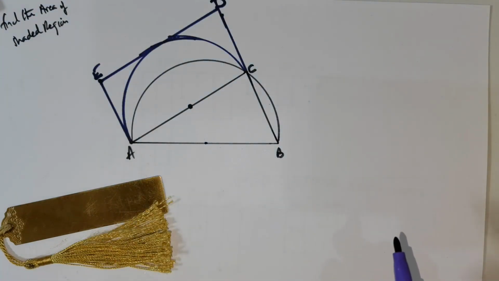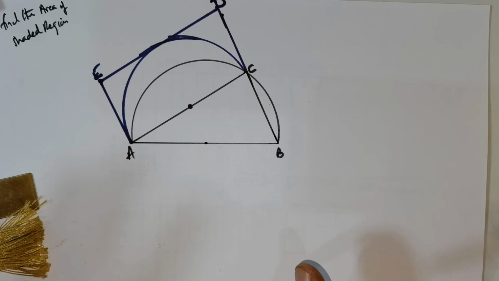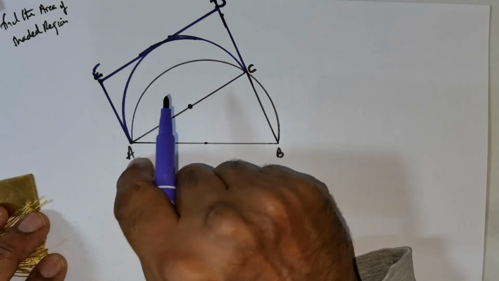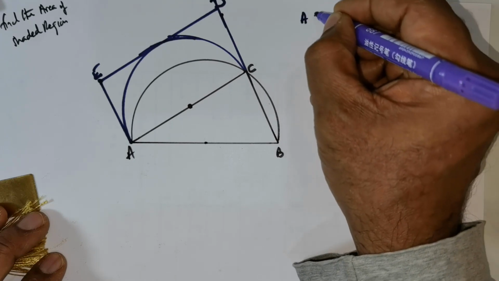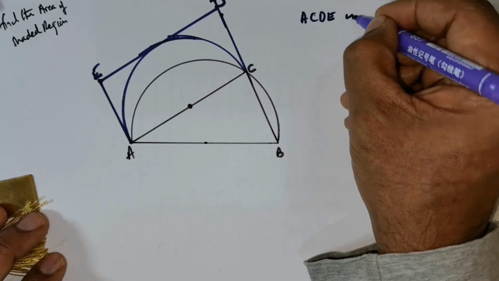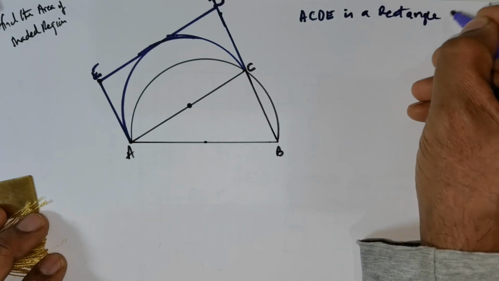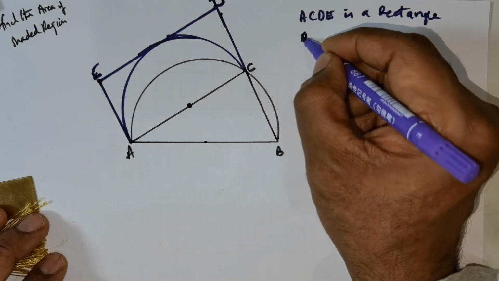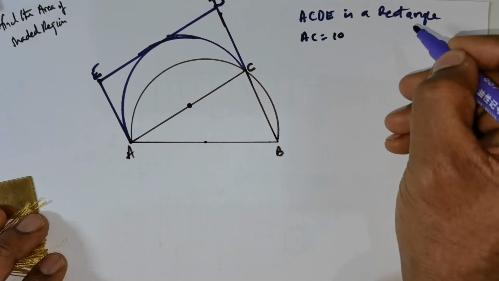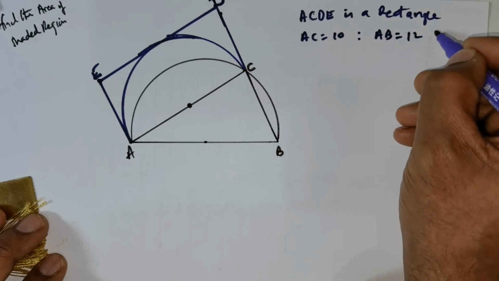Now the question is, so this is the rough figure, right? I've tried my best, and ACDE is a rectangle. ACDE is a rectangle, and we've been given AC. AC is 10 units and AB is 12 units.